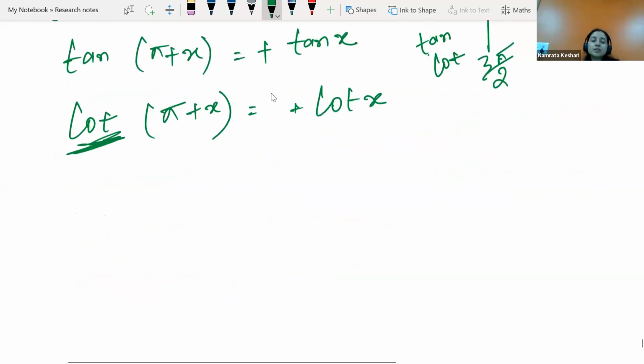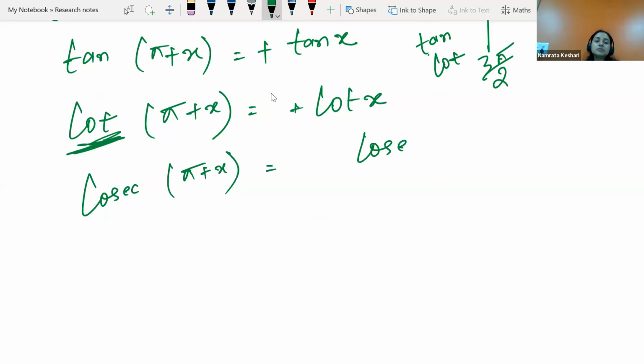Similarly, cosec pi plus x, the function will not change. Now pi plus x is in the third quadrant. In the third quadrant, cosec is negative. Sec pi plus x, third quadrant, negative.